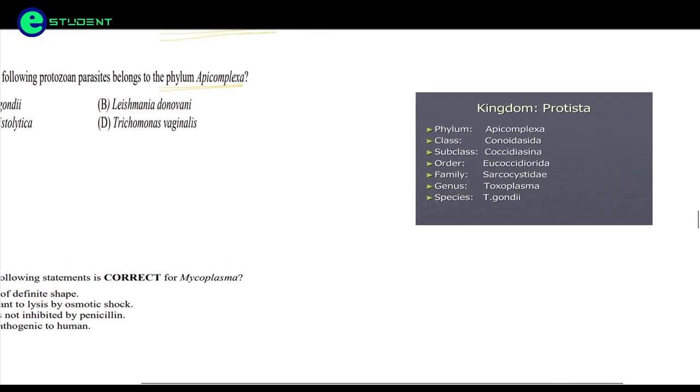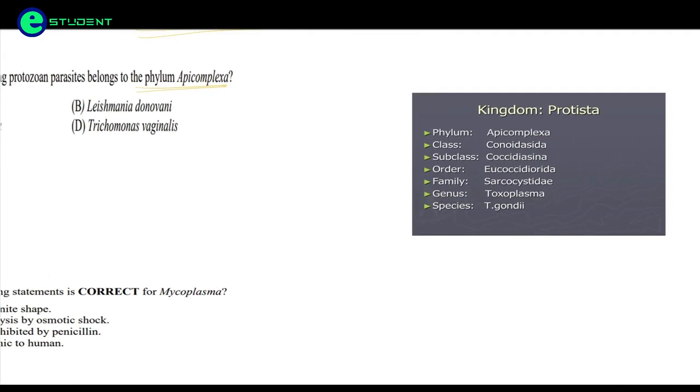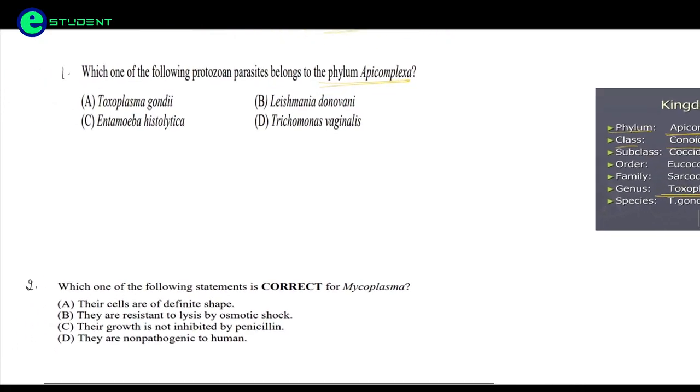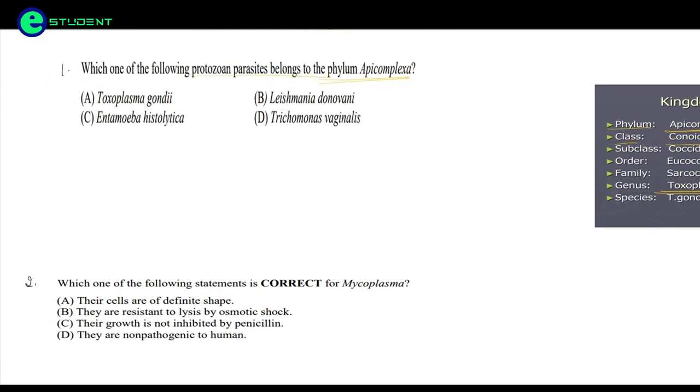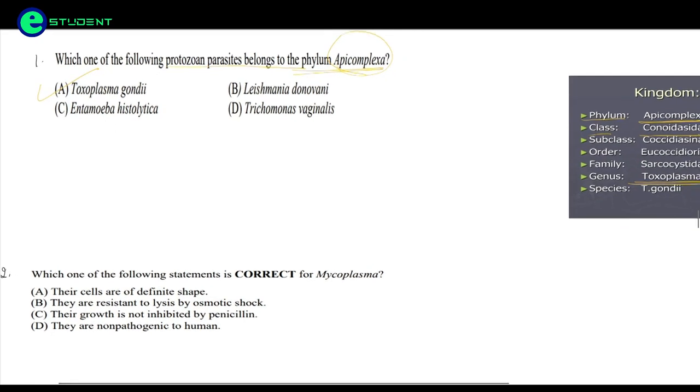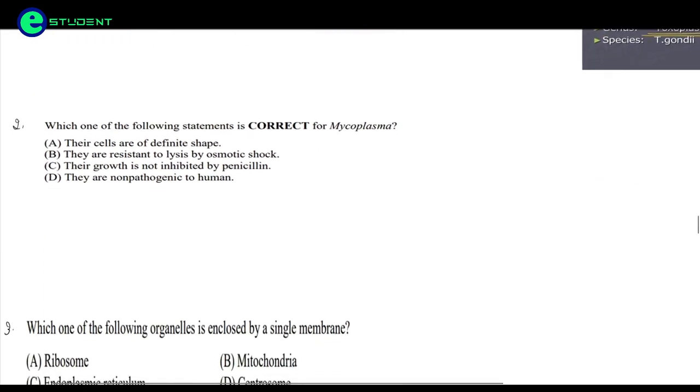So let us see. Here we are seeing that this is the Apicomplexa phylum, and under this the class is Conoidasida, subclass is Coccidiasina, order is Eucoccidiorida, family is Sarcocystidae, genus is Toxoplasma. So here we can see that the protozoan parasite belonging to the phylum Apicomplexa is Toxoplasma gondii. Okay, so coming to the next question.